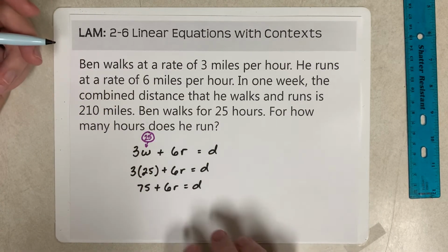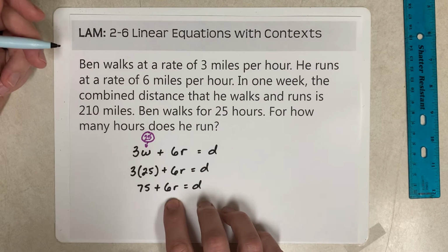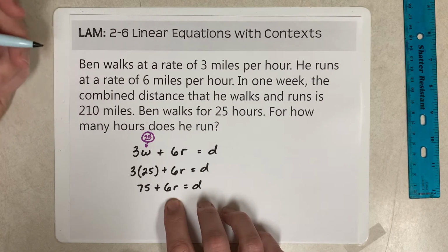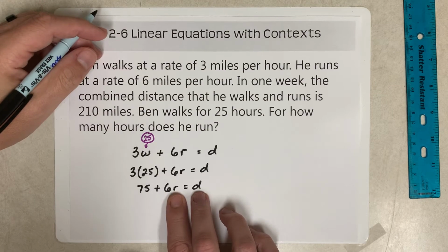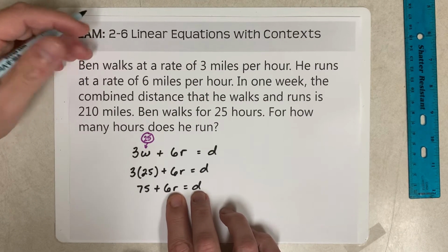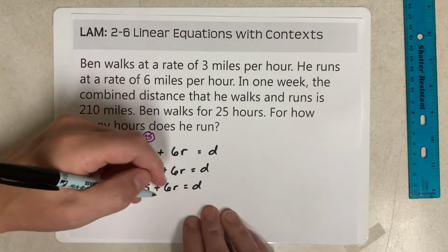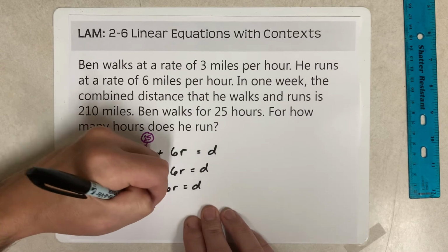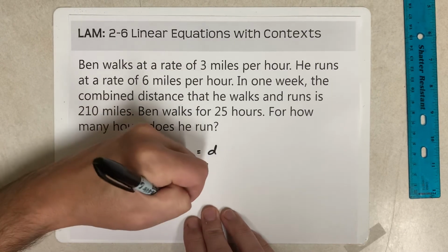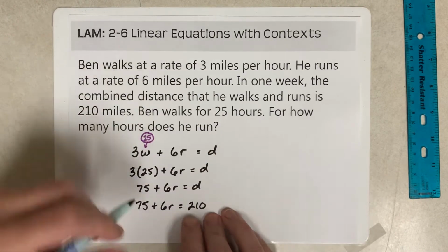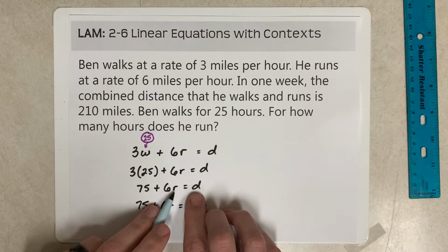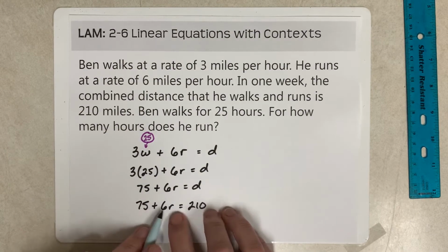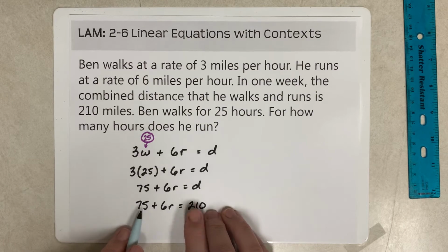Or actually, I'm sorry, for R. And it says he runs 210 miles. So I have two variables here. I didn't plug in the 210 yet for D, so let me do that. So 75 plus 6R is equal to 210. I couldn't really solve it right here for anything because I've got these two variables and I just need one to solve for, and now I have one.